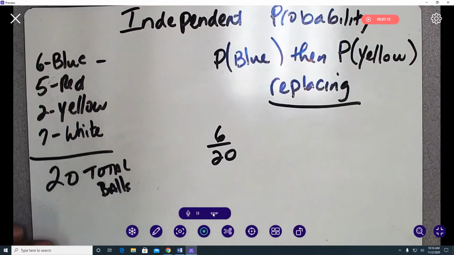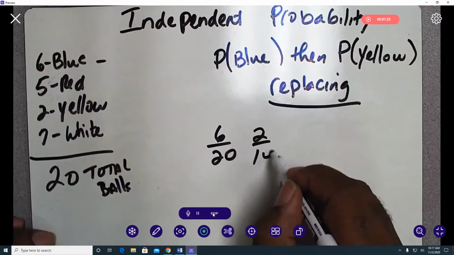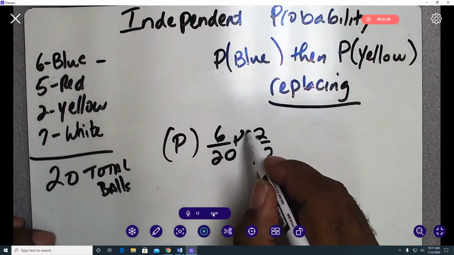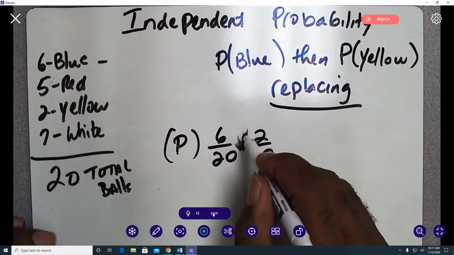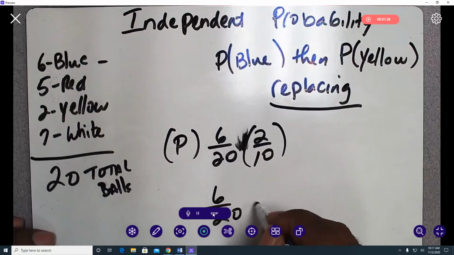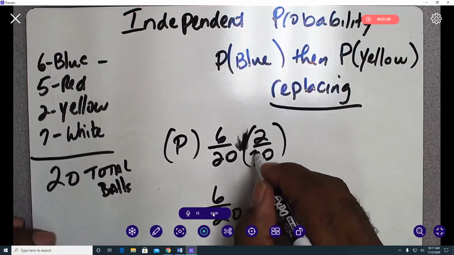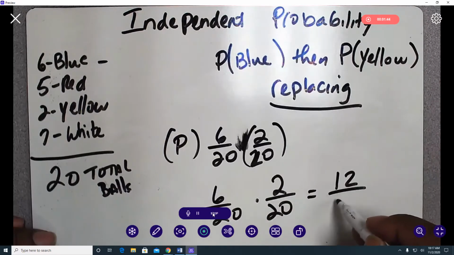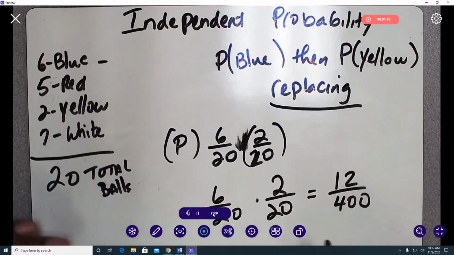And then the probability of pulling, and we're going to replace it, so we can pull it and put it back, a yellow is 2 over 20. So to find the probability of this and the probability of this, it would be 6 over 20 times 2 over 20, which equals 12 over 400. 6 times 2 is 12, 20 times 20 is 400.